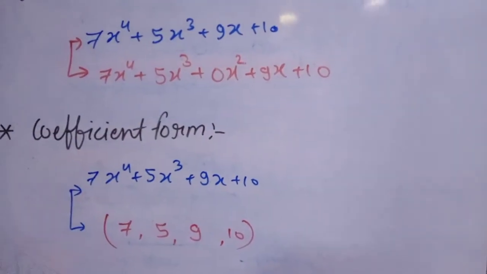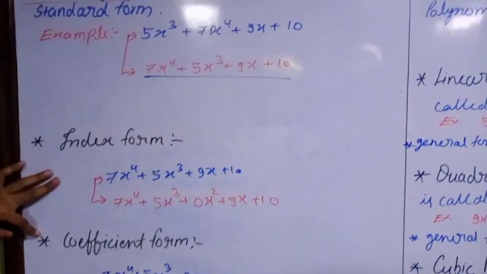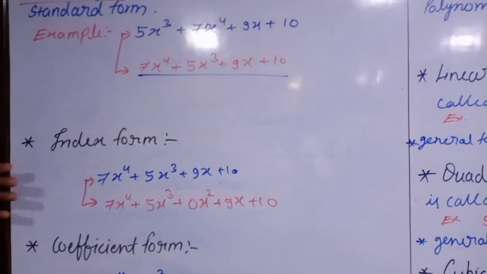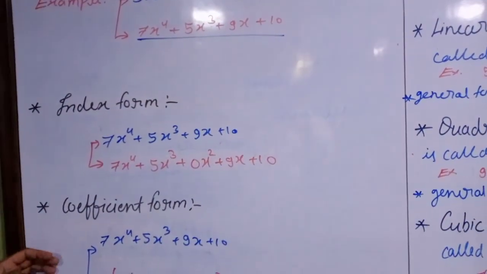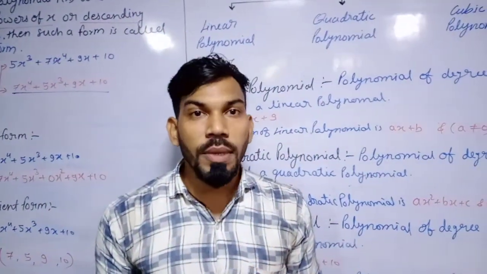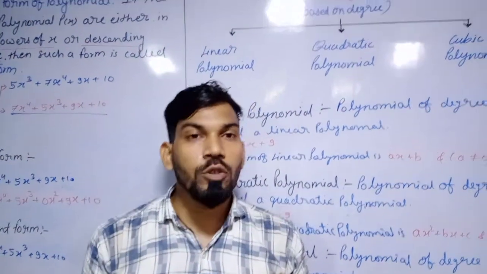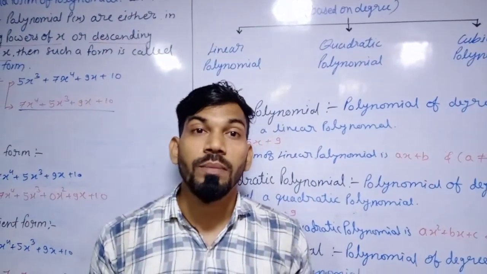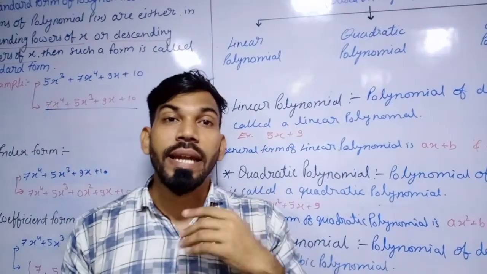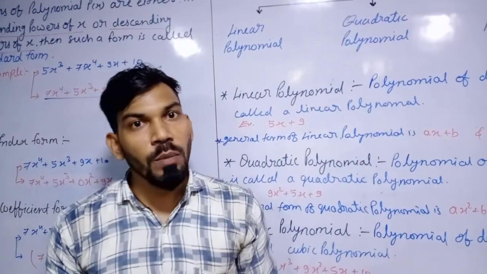In the same example we learned the standard form, index form and the coefficient form. A question may come in that form and we have to convert it into the standard form, the index form or the coefficient form. So this way we learned about the polynomial, types of polynomial on two bases: one according to the terms and second according to the degree of the given variables. After that we learned the standard form, the index form and the coefficient form of the polynomial.